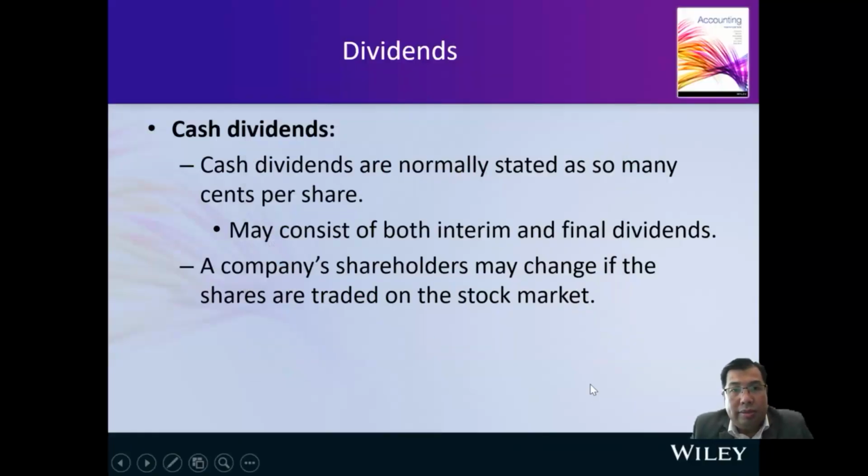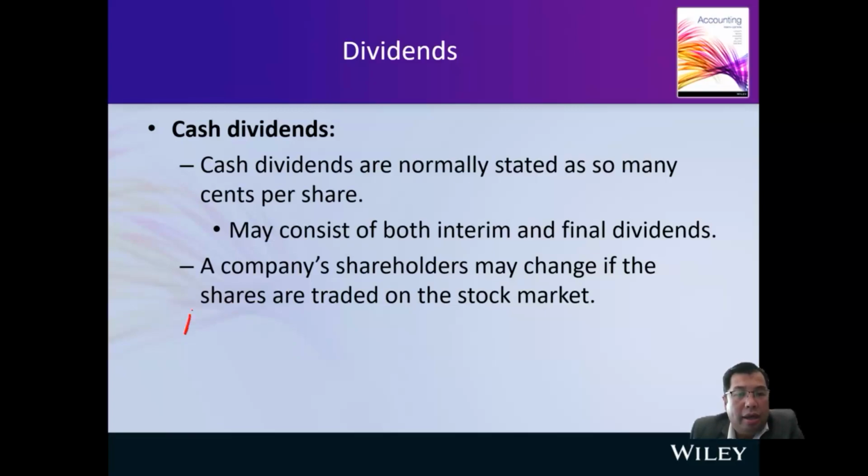Okay, now let us discuss cash dividends. Cash dividends are normally stated as so many cents per share. It can be an interim and a final dividend. Company shareholders may change if the shares are traded on the stock market. So let me give you an example.